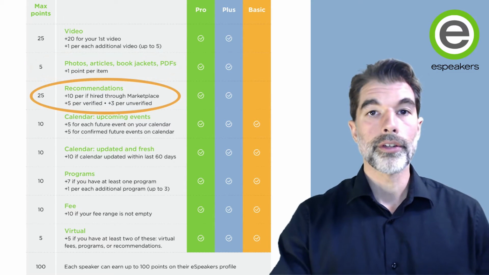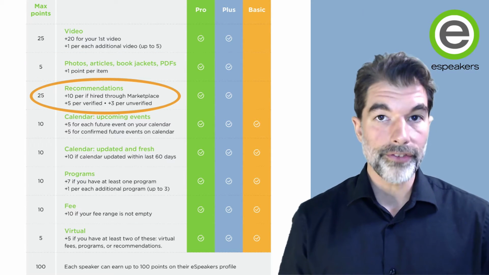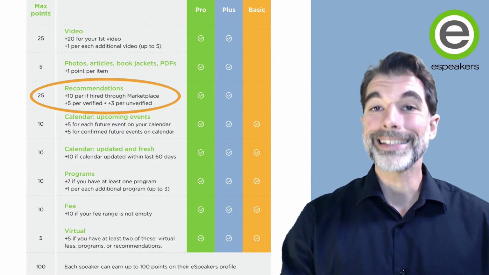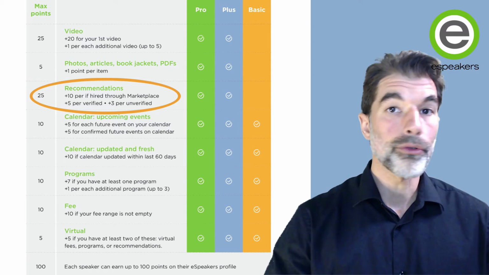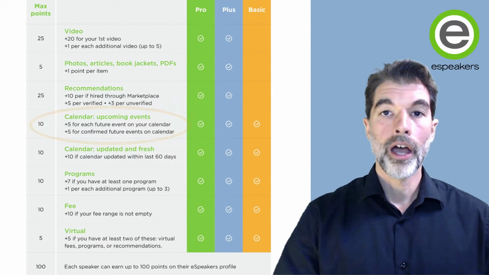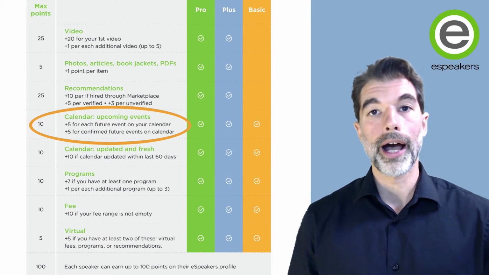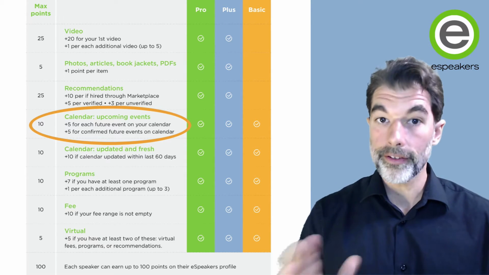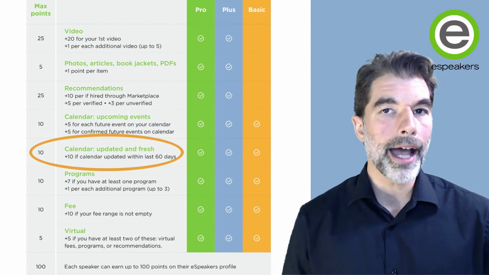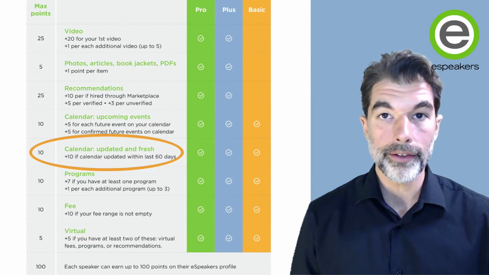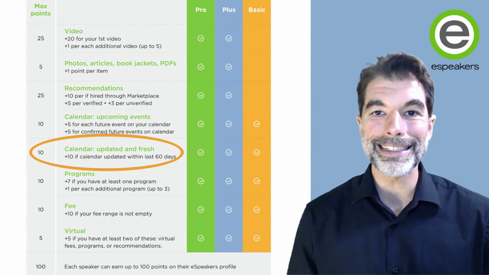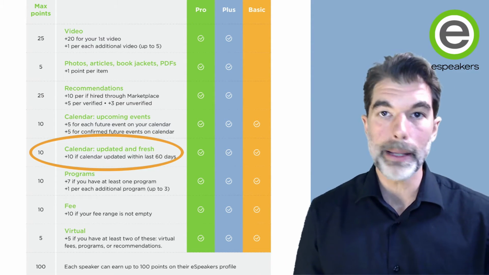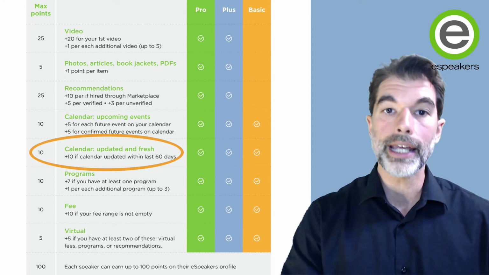For recommendations, you can get 5 points for verified recommendations and 3 points for unverified recommendations, as well as 10 points if you've been hired through the eSpeakers marketplace. For using your calendar, you get some points as well. For an upcoming event, you get plus 5 points, and for confirmed future events, another 5. And if you're using your calendar regularly, you get another 10 points. If you haven't used your calendar in the last 60 days, you lose that 10 points. That's how we incentivize people to use their calendars by pushing them to the top of the rankings.